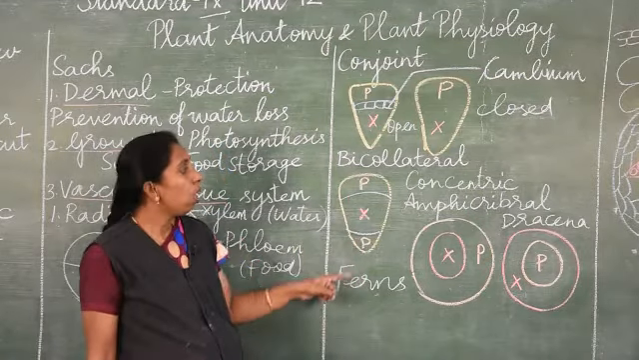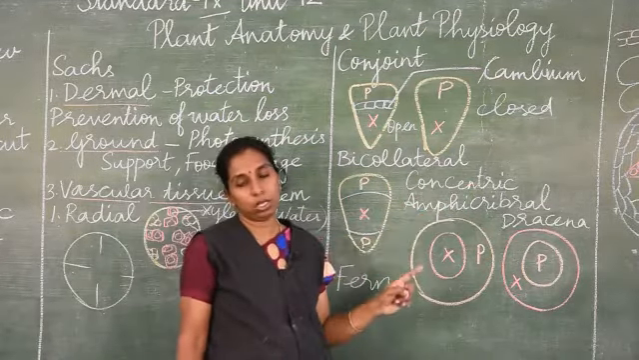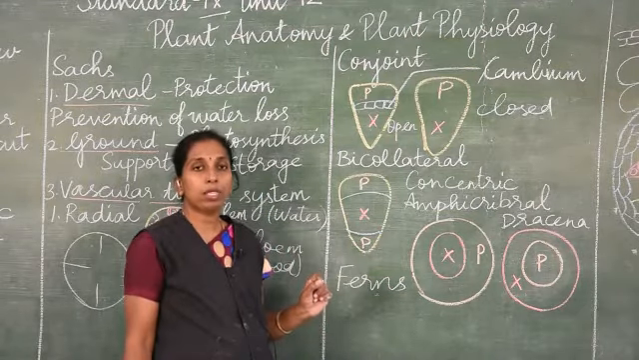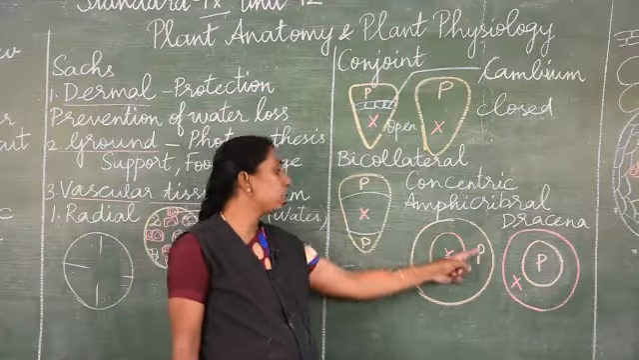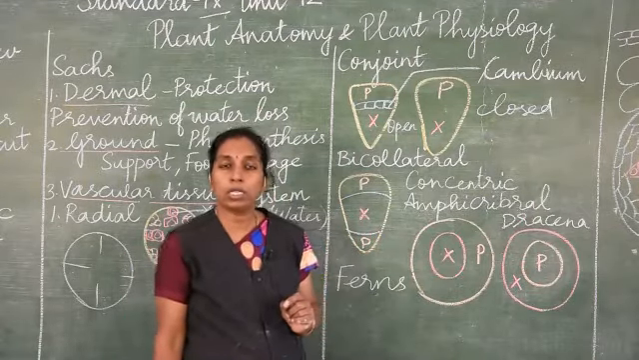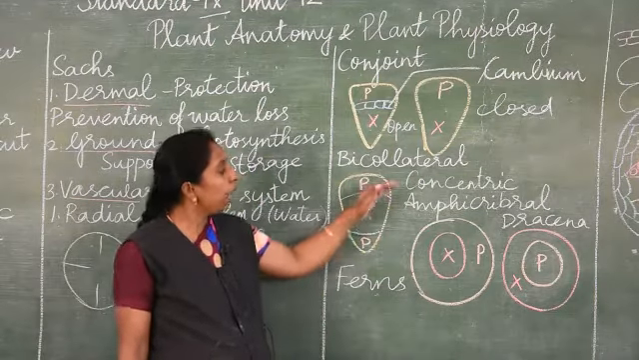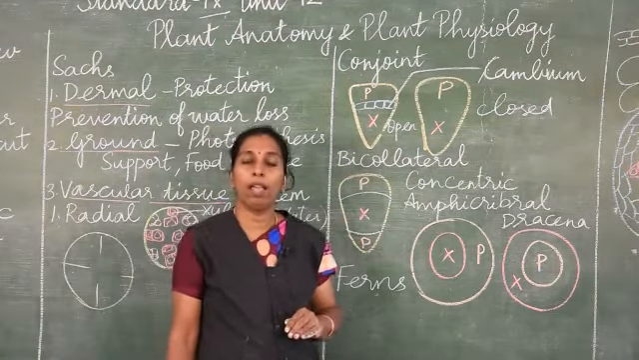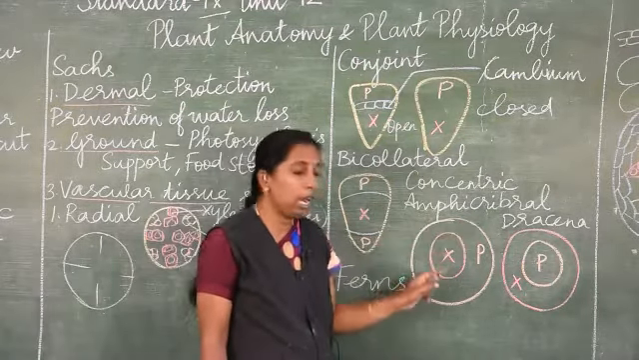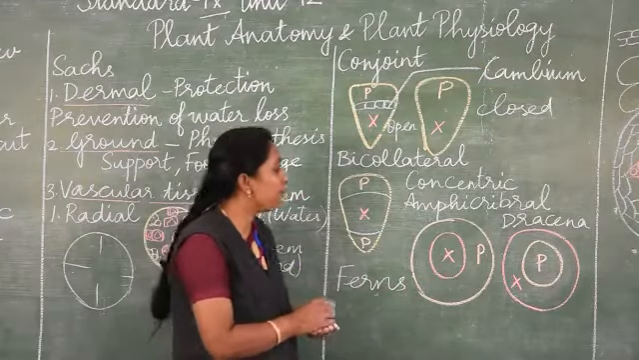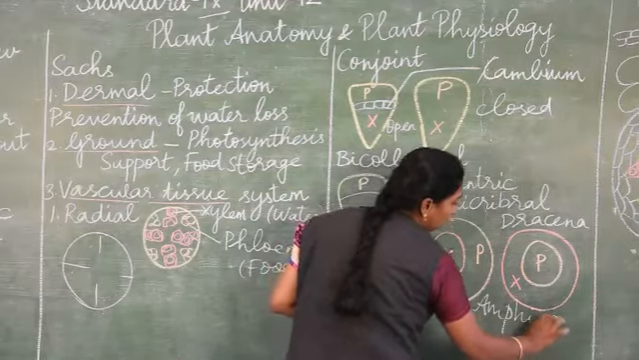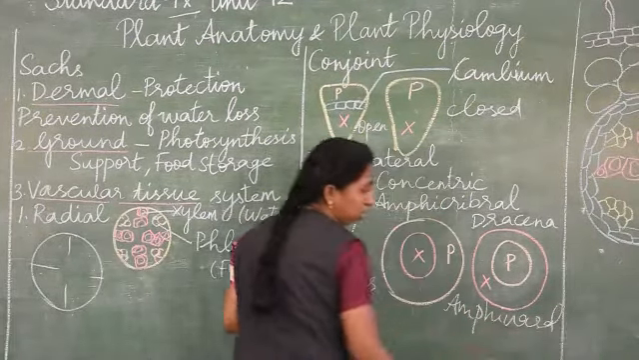Next one is concentric vascular bundles. What are concentric vascular bundles? Concentric vascular bundles means the vascular bundles are arranged in a ring. That is called concentric vascular bundle. Here again in this concentric vascular bundle, there are two types. The first one is amphicribral type and the second one is amphivasal type.